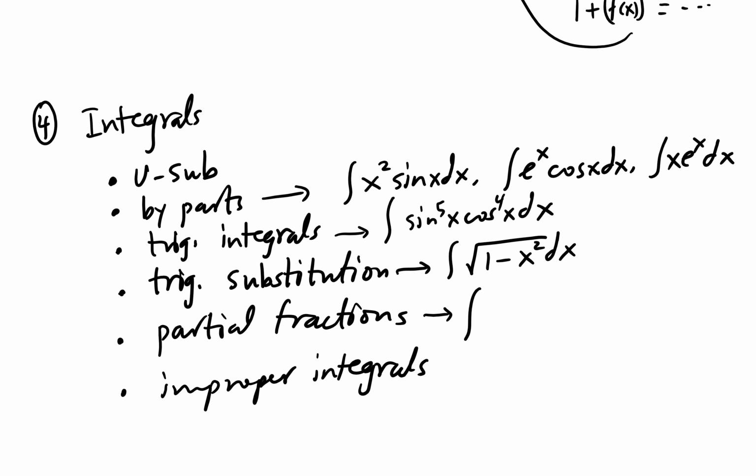Partial fractions, that's when you see fractions, maybe like x over x squared minus 4 dx, let's say, but no, let's multiply it by x plus 1.